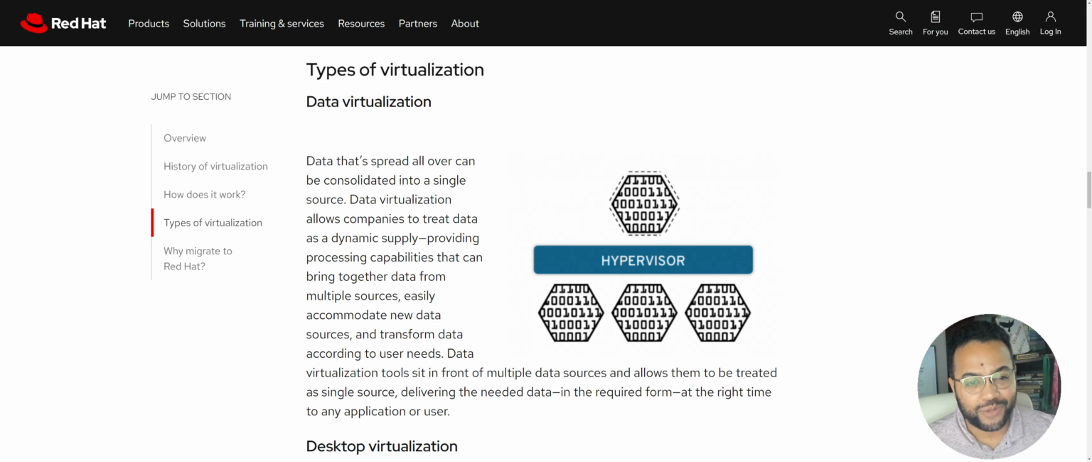We talked a little bit about virtualization as the historical context of it and the fact that it's everywhere. Now let's talk about the types of virtualization, the ones that you more than likely will run into when you are an IT professional and/or just a user in a network. We have data virtualization.